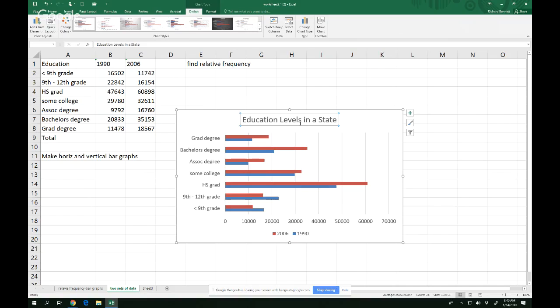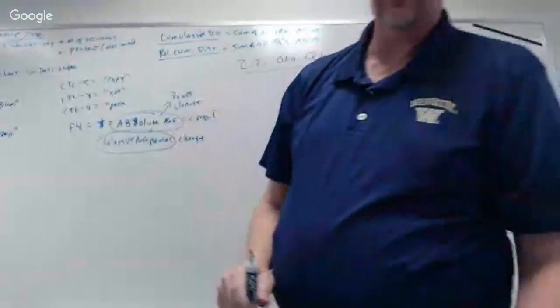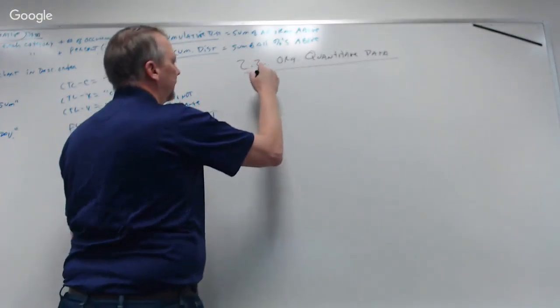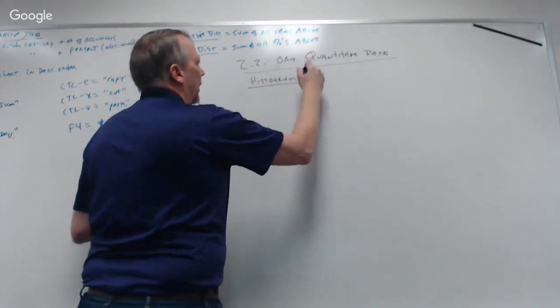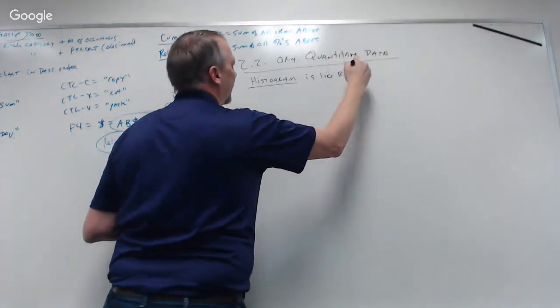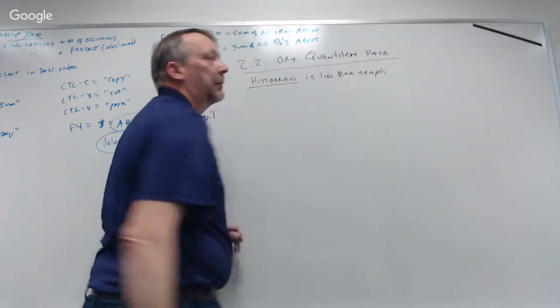All right, so let's move on to 2.2. The 2.1 was organizing qualitative data. 2.2 is going to be organizing quantitative data. One of the main things that I want to share with you here is what's called a histogram. A histogram is like a bar graph with a couple of differences.